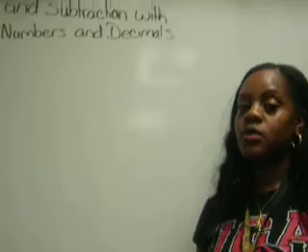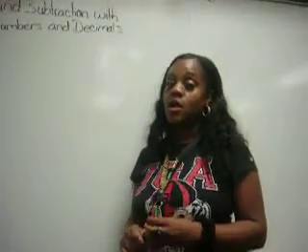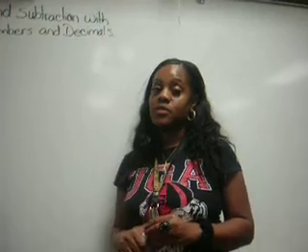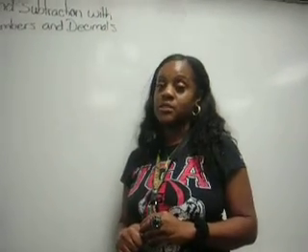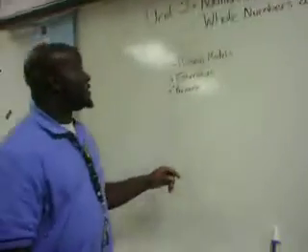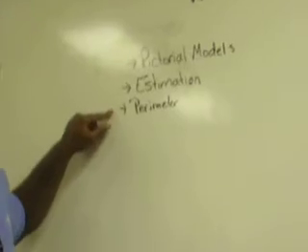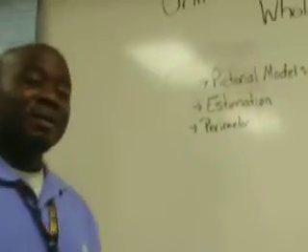Now, in Unit 2, the students are going to be expected to be able to add and subtract using whole numbers with decimals up to the thousandth place. They're also expected to be able to work with pictorial models, estimation, and then with perimeter with whole numbers and decimals. Okay, so let's get started.